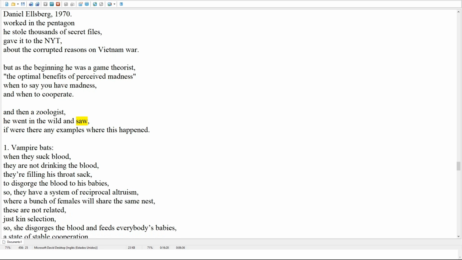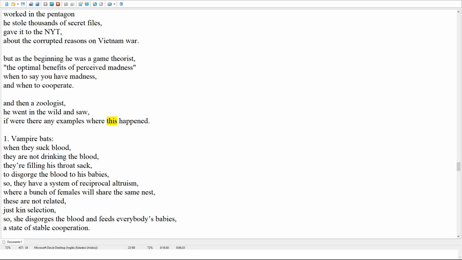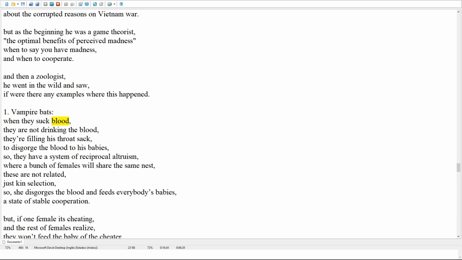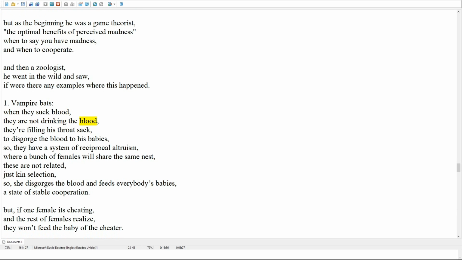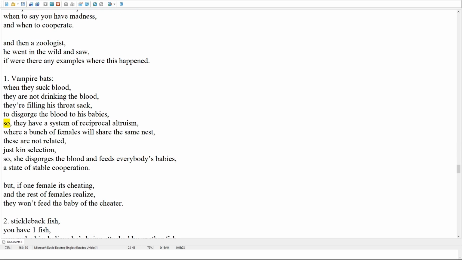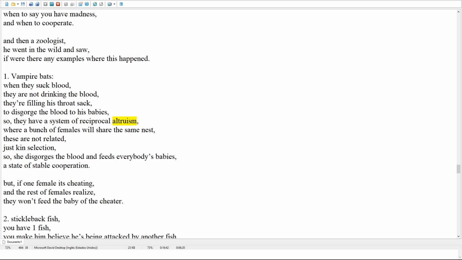He went into the wild and looked for examples where this happened. 1. Vampire bats. When they suck blood, they are not drinking the blood. They're filling their throat sac, to disgorge the blood to their babies. So, they have a system of reciprocal altruism.